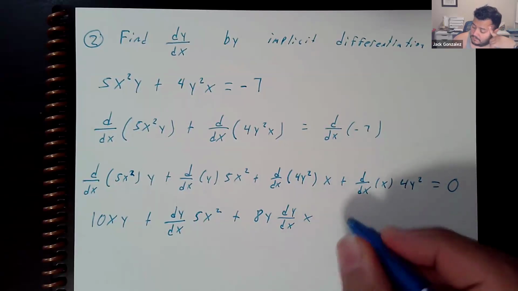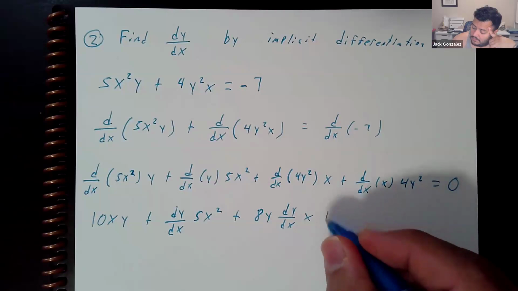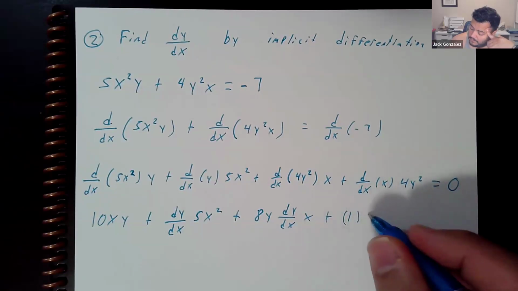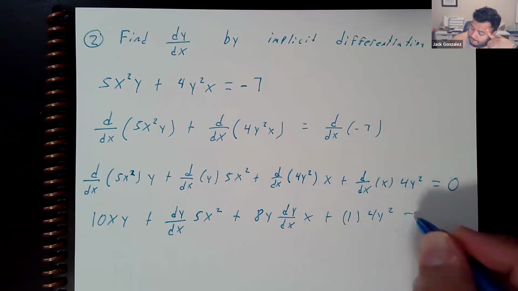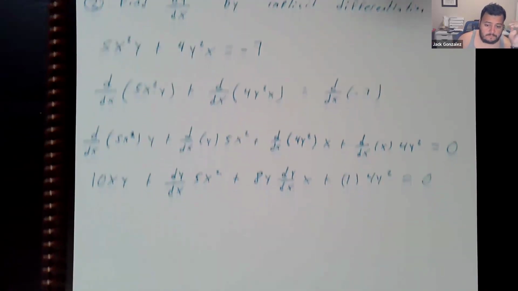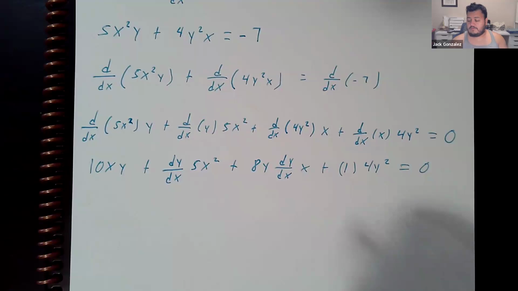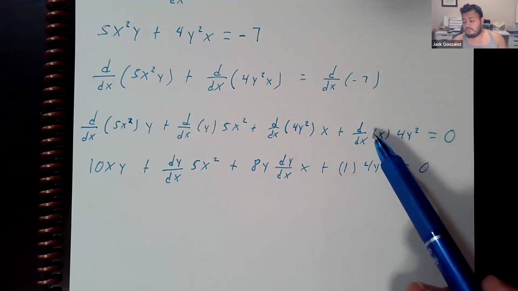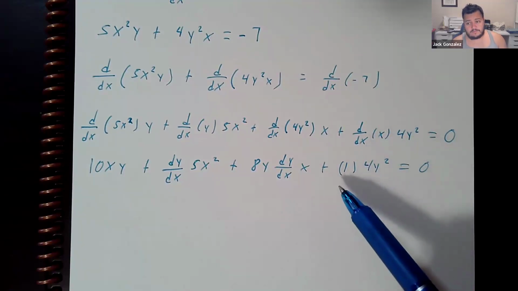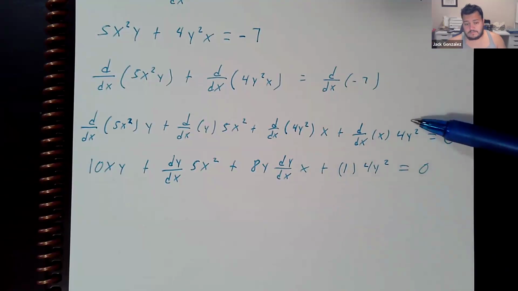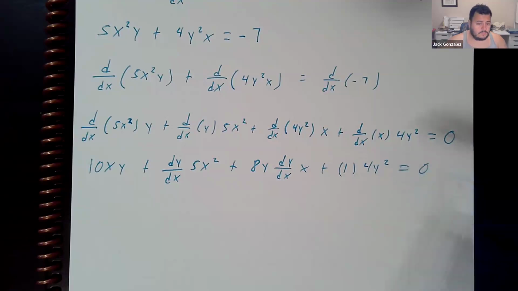Derivative of x, just the 1, right? So all the derivatives are gone. So this first step is doing your derivative implicitly. Any questions on the derivatives? There was a product rule and power rules.